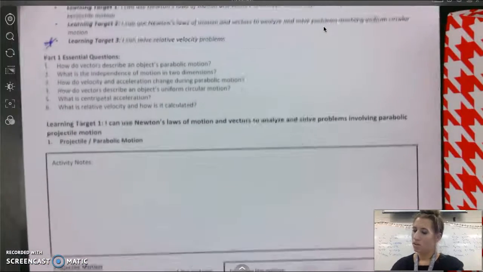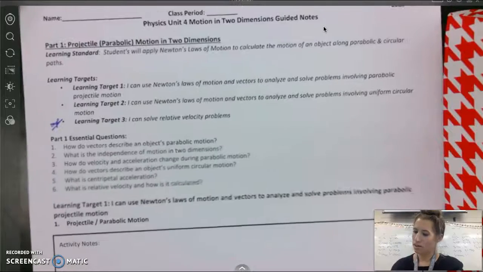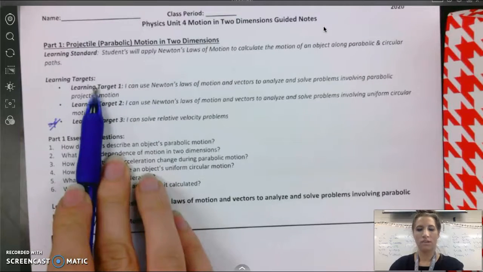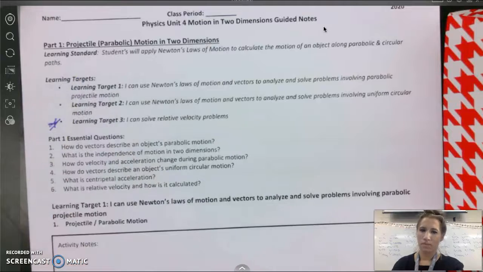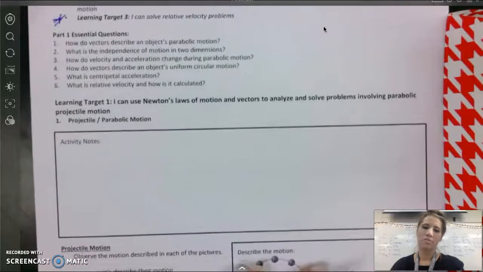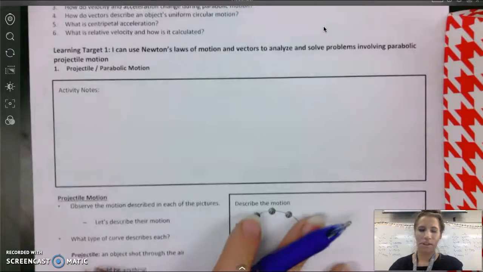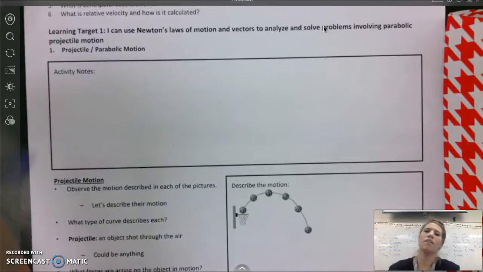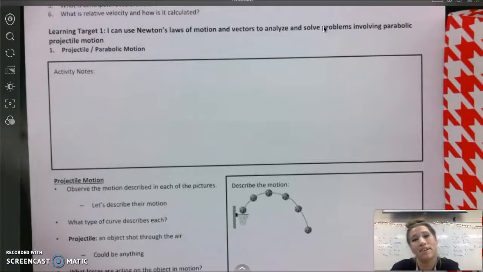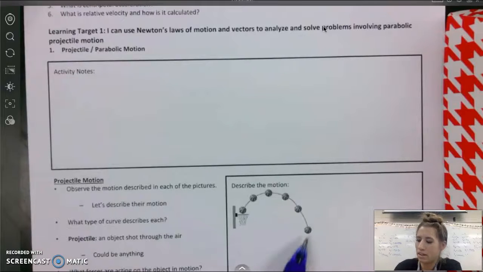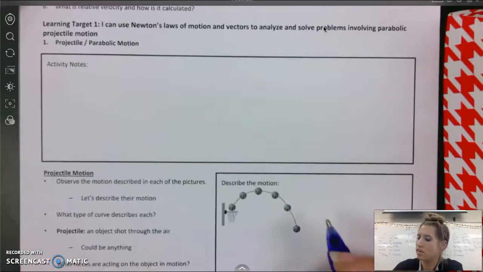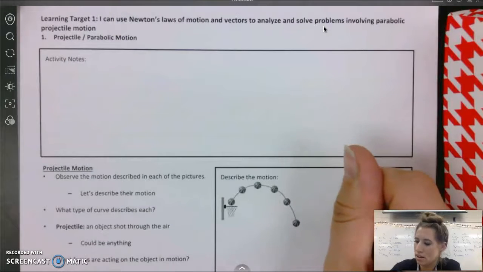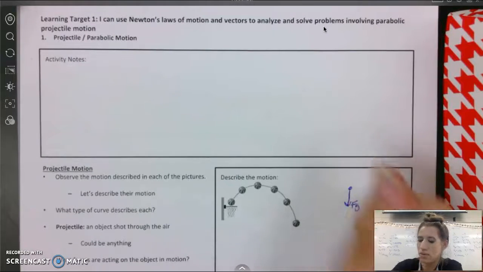Okay, so our first learning target has to do with projectile motion. What we mean by a projectile is anything that's flying through the air, not under its own power, meaning it doesn't have an engine propelling it forward. If I neglect air resistance and look at the object as it's traveling through the air, the only force acting on that object at any point is the force due to gravity.